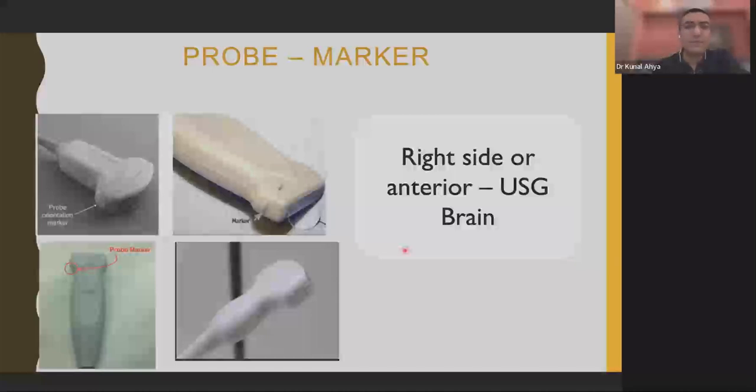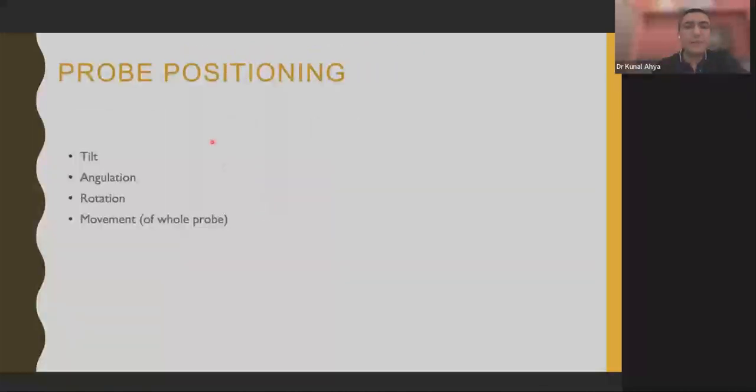We will see later on also. So this is the marker. There are various types of markers. It can be a ridge also. There can be a light also. So different probes have different types of markers. So you'll have to identify the marker, and usually you start by keeping it on the right side of the baby. So there are various positions in which you move the probe, which again has been discussed.